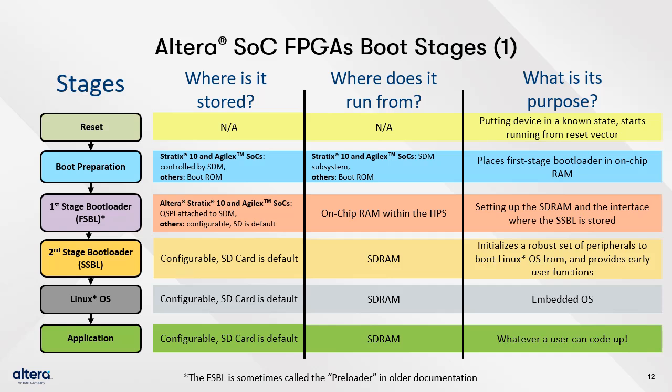For reset, there is no code, so the first two questions don't apply. The purpose of reset is to put the system into a known state and to start running the processor at its reset vector. The next stage that runs is the code for boot preparation. The purpose of this code is to place the first stage bootloader in the on-chip RAM so that the ARM processor can run it.